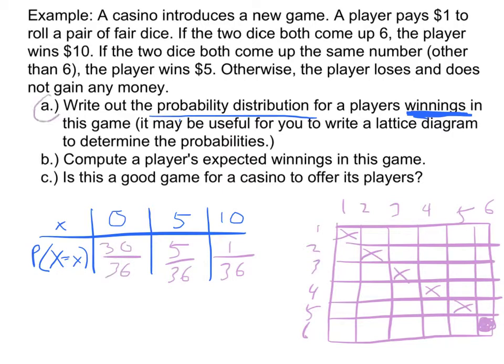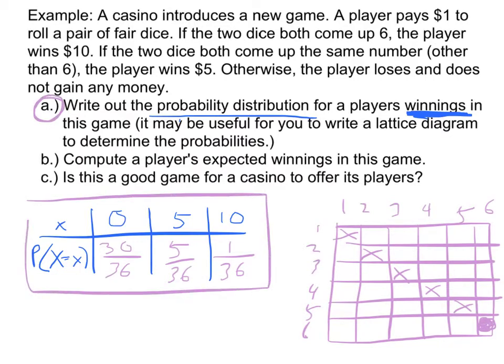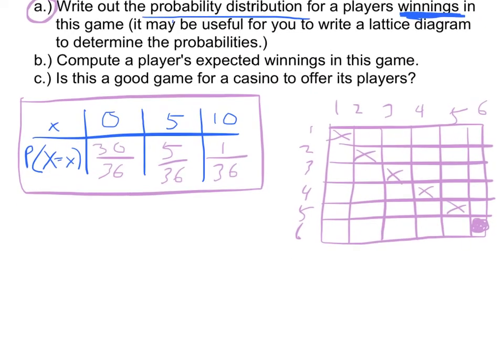And, exciting, this is the answer for A. This is the probability distribution for a player's winnings. You will win nothing 30 out of 36 times, you will win $5 5 out of 36 times, and you will win $10 1 out of 36 times. Okay? So part B, compute a player's expected winnings in the game. This should be very easy. Everybody should be pausing the video and doing this computation right now.